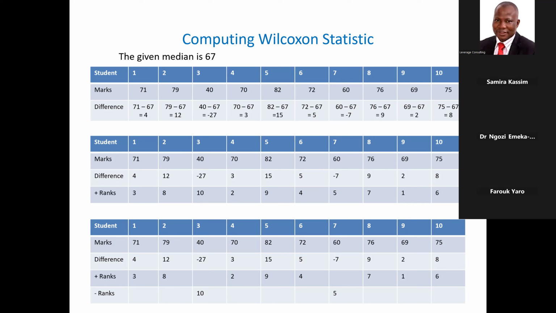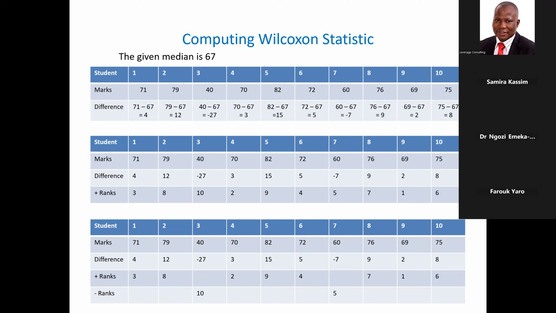Now, the next table, the one in the middle. You have another row now. After you have ranked, you see the difference. You list the difference. You now give the rank, irrespective of the sign. The meaning of the rank is that the smallest will be given 1. If you look at it, 2 is the smallest, so 1. Followed by 3, give it 2. Followed by 4, you give it 3. Followed by 5, you give it 4.